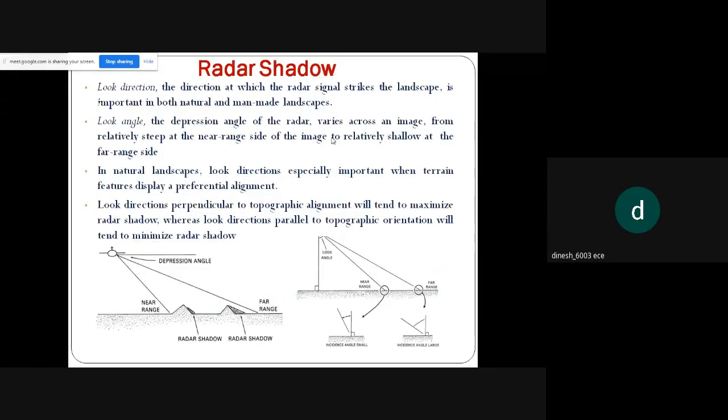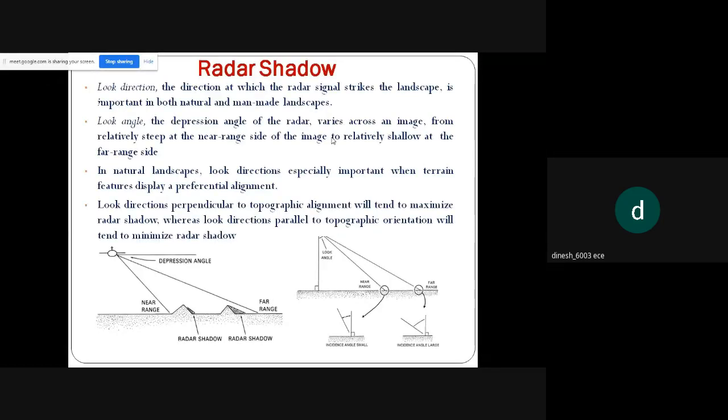You can see in the radar shadow, the look direction, look angle. The direction at which the radar signal strikes the landscape is important in both natural and man-made landscapes. So the look angle, which is the depression angle of the radar, varies across an image from relatively steep at the near range side of the image to relatively shallow at the far range side.